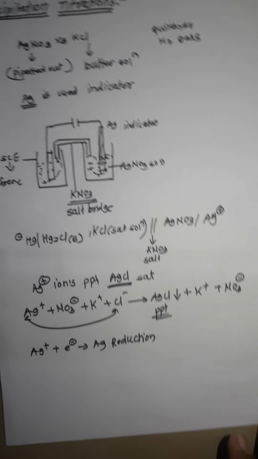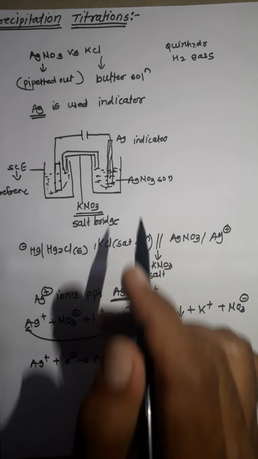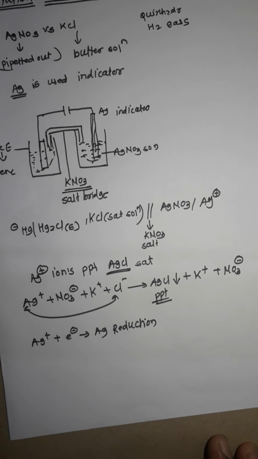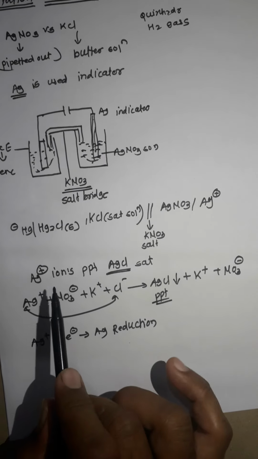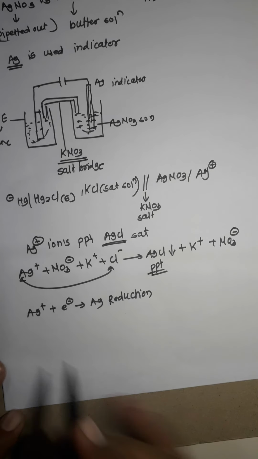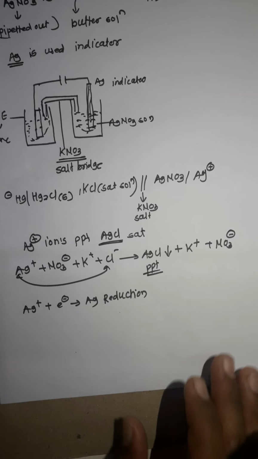Which titration? AgNO3 versus KCl. KCl is the burette solution. In this titration, Ag+ ions precipitate to form AgCl. That's why the silver electrode gives the reduction reaction.